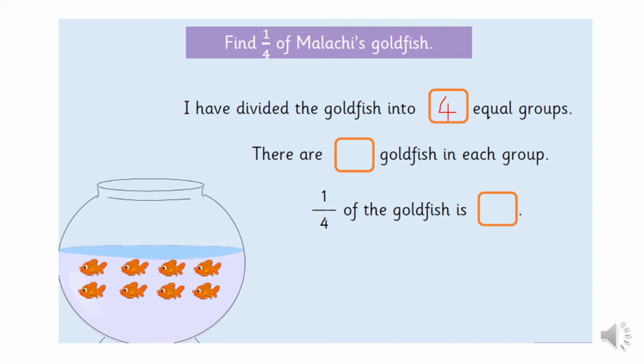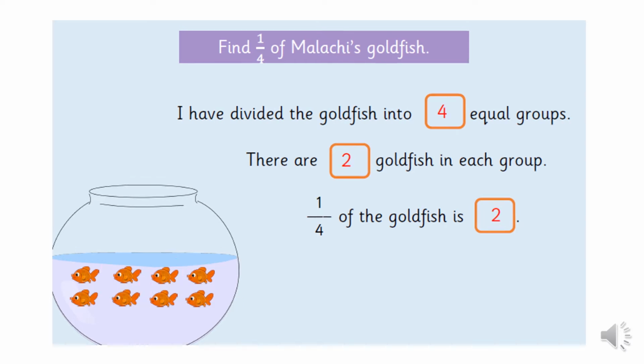1, 2, 3, 4. Once they've been split, you can see there are 2 goldfish in each group. Therefore, a quarter of the goldfish is worth 2. Just double check our answers. Yep, we were correct.